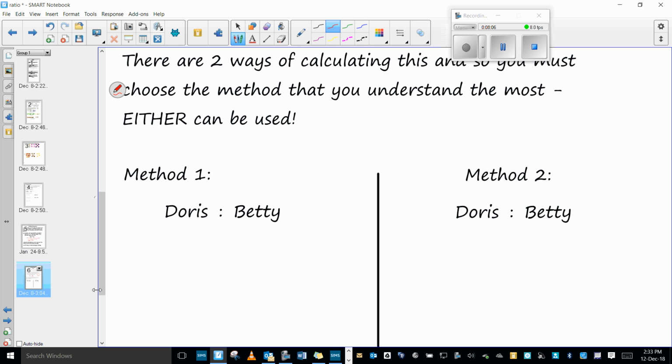So, method 1. We know Doris is 1, Betty is 3. That's going to be the same for both. How many parts are there in total here? If Doris has got 1 part and Betty's got 3 parts, there are 4 parts in total. Pretty easy? 1 part and 3 parts makes 4 parts. So, we are trying to split or share $1,000 into 4 parts.